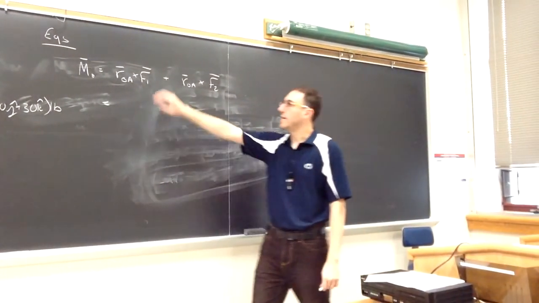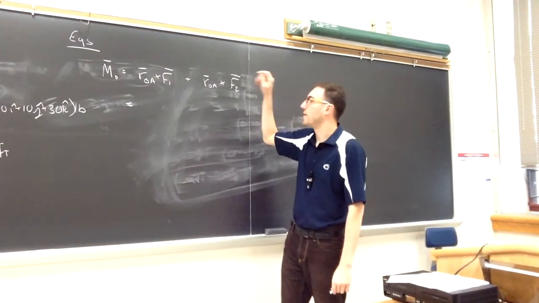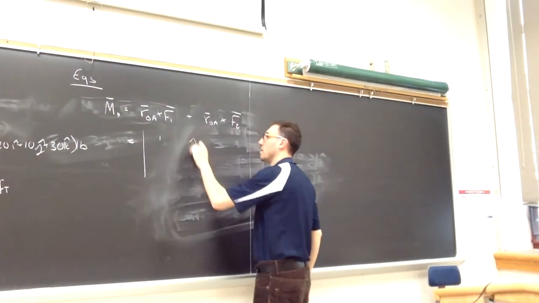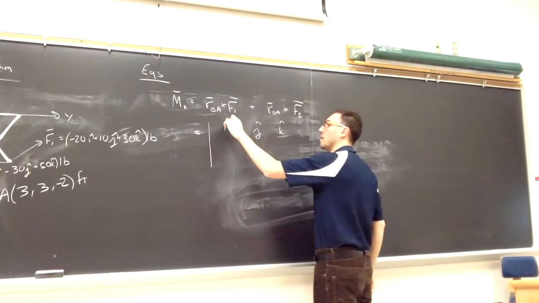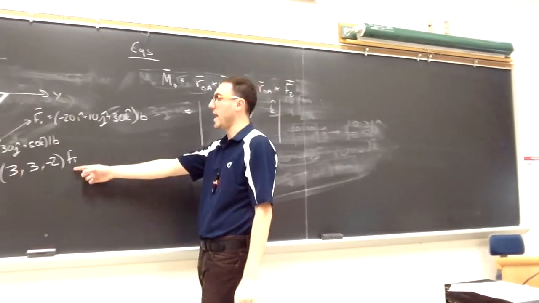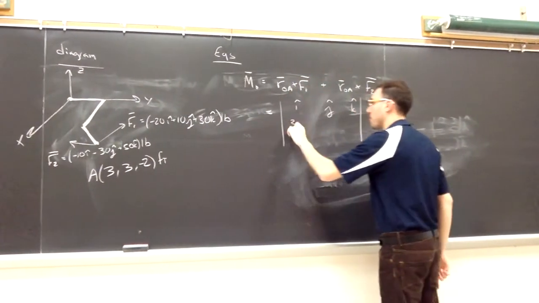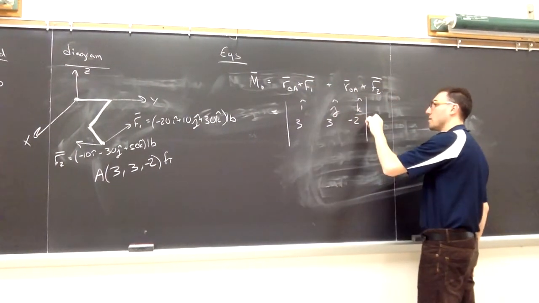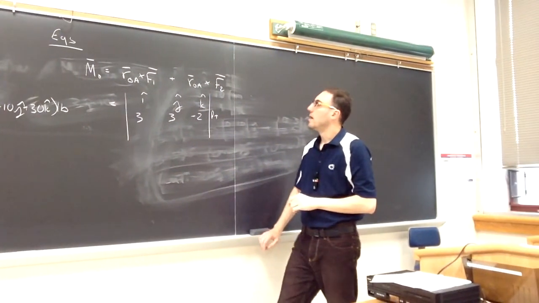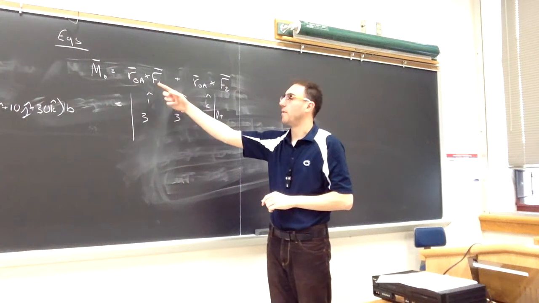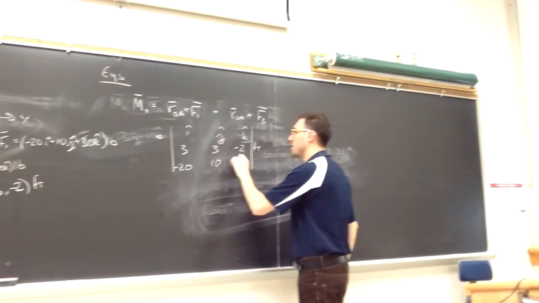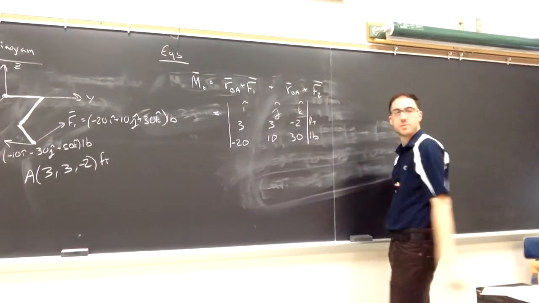So the next step, each of these cross products is going to have its own determinant that we need to solve. ROA is going to be point A minus the origin. That's 3, 3, -2, in feet. So for the first one, we put in the components of F1, which we were given: -20, +10, 30 pounds.